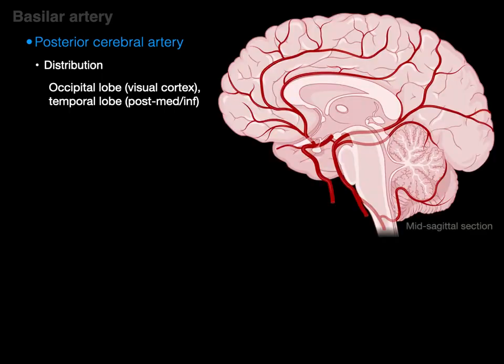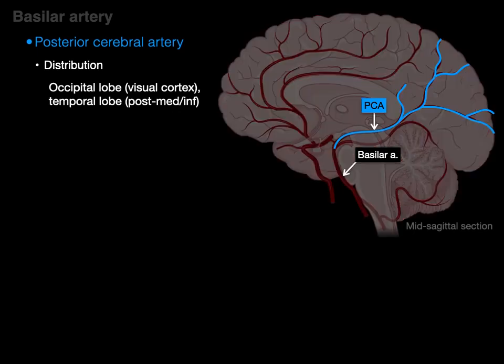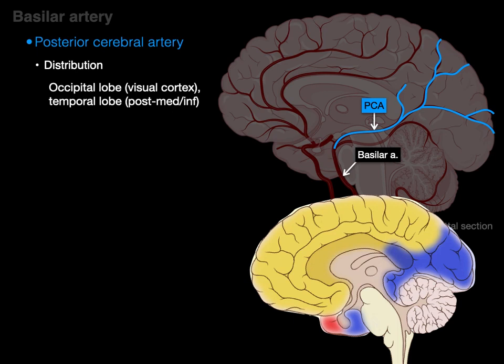All right, so the posterior cerebral artery's distribution is through the occipital lobe, our primary visual cortex, and to the temporal lobe, the posterior medial portion and the inferior portion. So here's a mid-sagittal section of the brain. There's our basilar and posterior cerebral artery, and there is the distribution of the posterior cerebral artery. In this picture of the mid-sagittal view, the posterior cerebral artery in blue supplies the occipital lobe, and then that posterior medial surface of the temporal lobe.